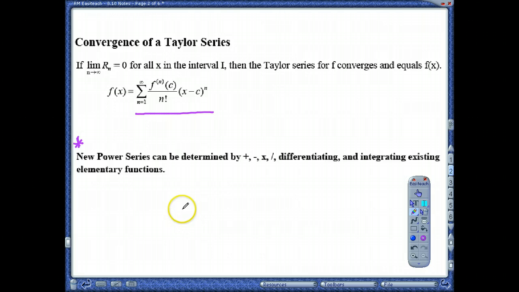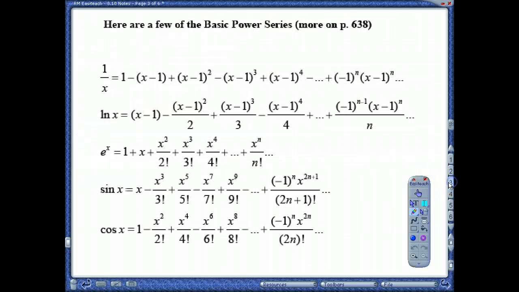And that is looking at new power series by looking at those elementary functions and maybe adding some together, subtracting, multiplying, dividing, differentiate, and so forth. So we're going to look at a list, and this is a smaller list than the one that you have in your book. The book on page 638 has even more than I've got written here, but these tend to be the favorite. These are kind of the more elegant, more widely used basic power series. We've got 1 over x, natural log of x, e to the x, sine of x, and cosine of x.